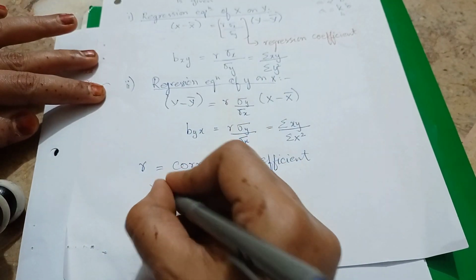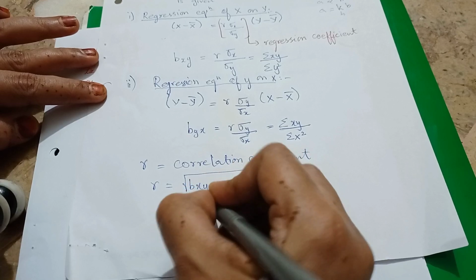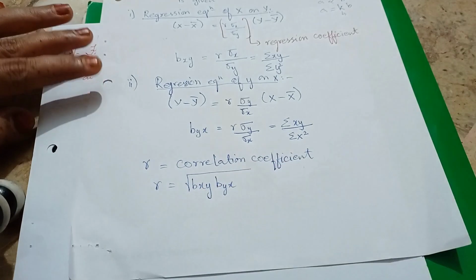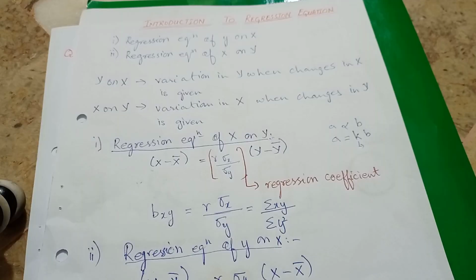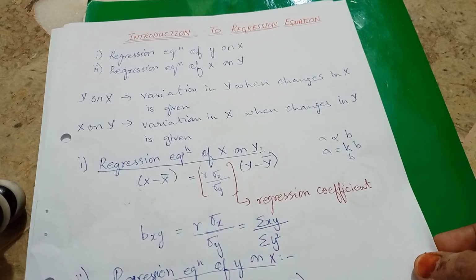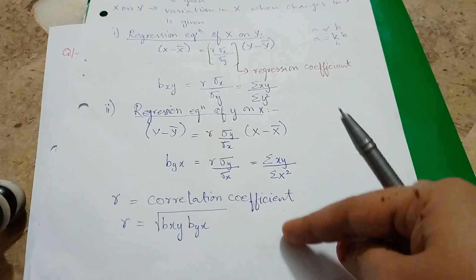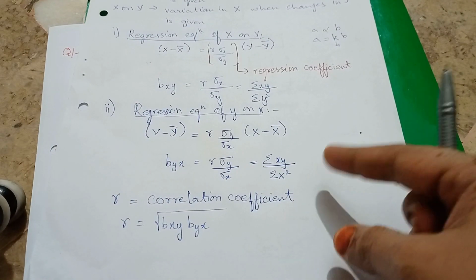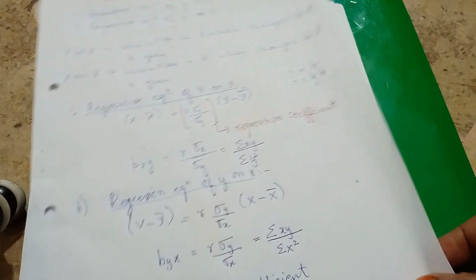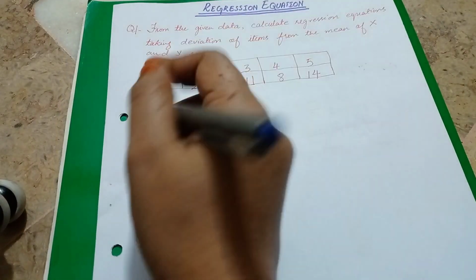Now r is equal to root of bxy times byx. This is the whole introduction of regression equation, by which you can solve any question of regression by these formulas, and also you can find the correlation coefficient from the given data. Now we will consider the given data. So we will start here.